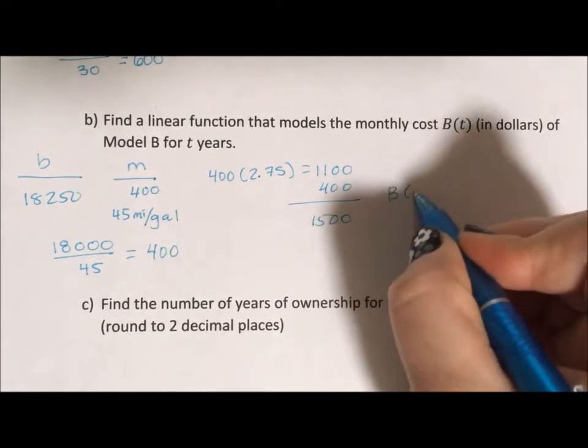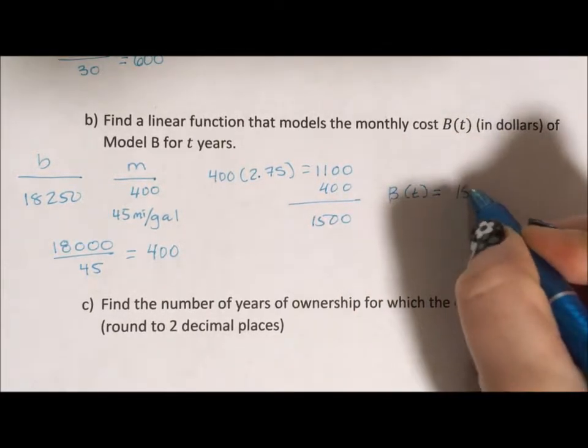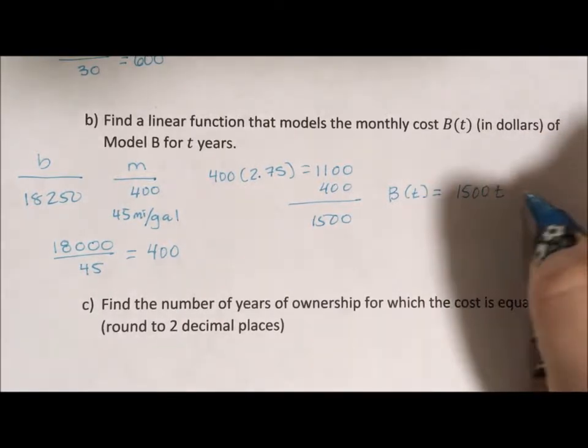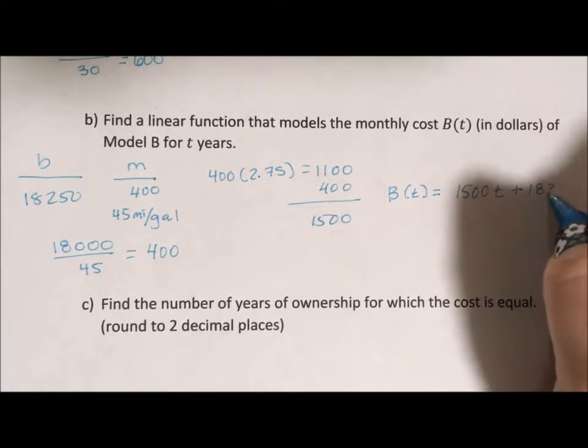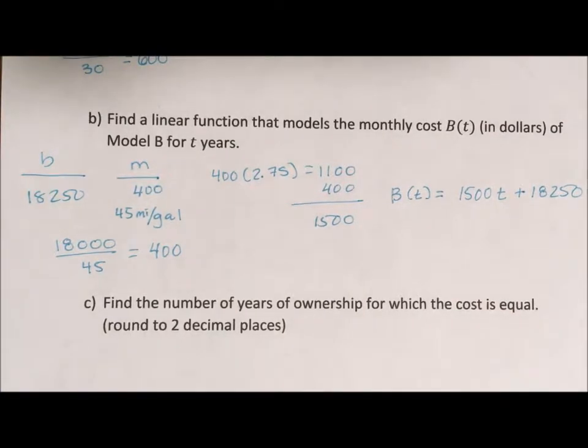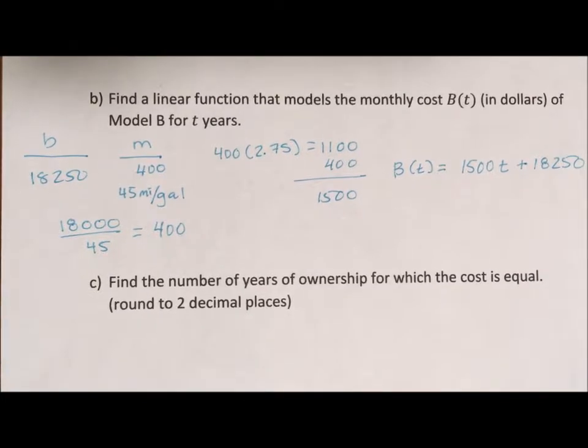So the cost for this car is $1,500 per year plus the initial $18,250. Awesome. Last, we want to find the number of years of ownership for which the cost is equal. In other words, how many years do you have to own the more expensive car so that the overall cost is less expensive? If it's going to take 15 years, go for the cheaper car. If it's going to take 6 months, go for the more expensive car. At the end of the day, we want to spend the least amount we can to get good quality.